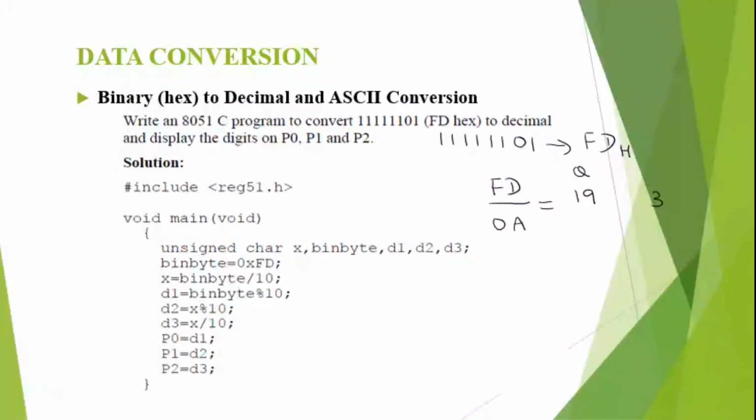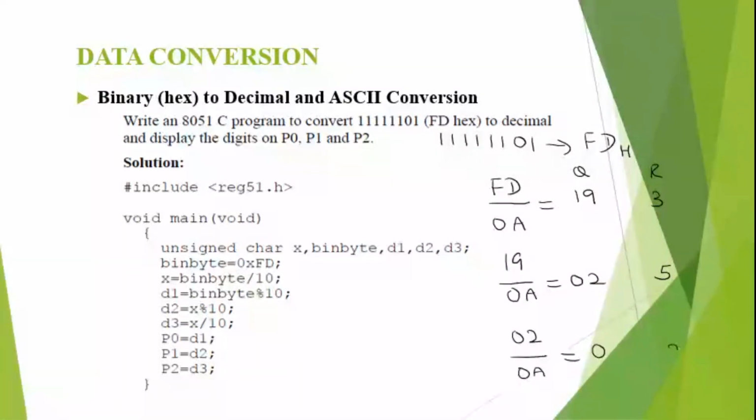And then the quotient 19 is divided by 0A. So we get the quotient 02 and the remainder is 5. And once again we divide the quotient 02 by 0A, and now we get the quotient 0 and the remainder is 2.